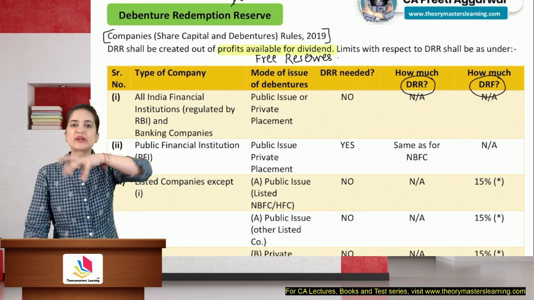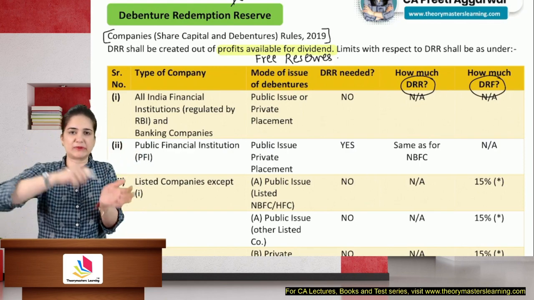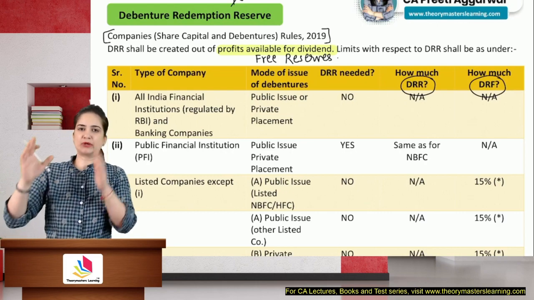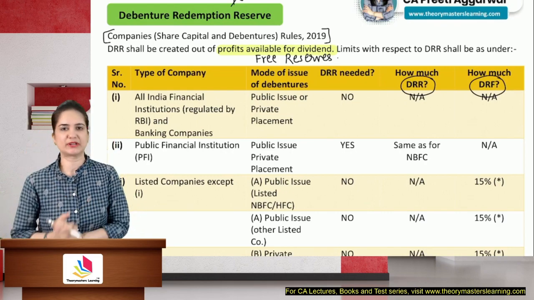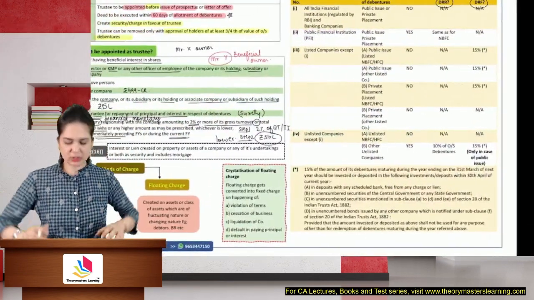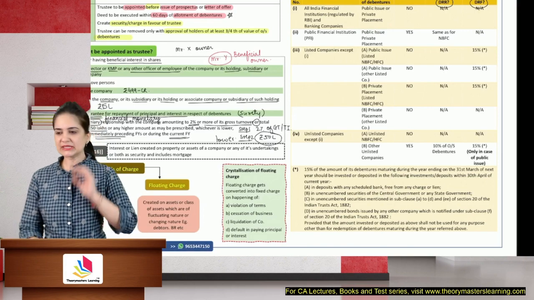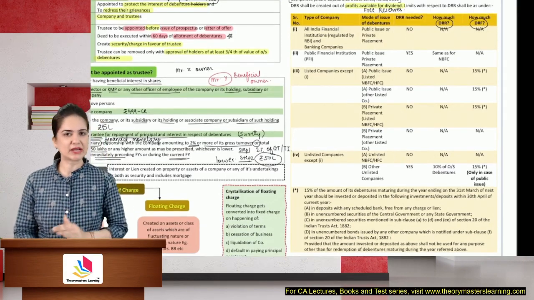DRR is created out of the reserve, but that is not actual money. DRF refers to actual money which you're keeping in a separate bank account, which can be utilized only and only for redemption of debentures. Now, please memorize this table, because otherwise if you read the provisions in the module, they are very, very confusing. This table has actually simplified the entire section.